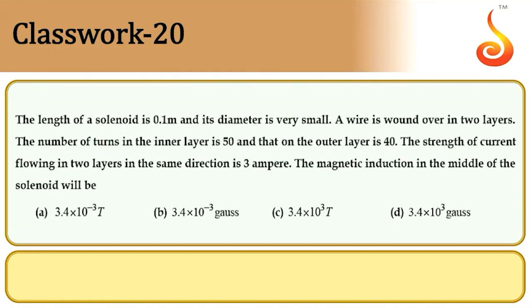The length of a solenoid is 0.1 meter and its diameter is very small. A wire is wound over in 2 layers. The number of turns in the inner layer is 50 and that on the outer layer is 40. The strength of the current flowing in 2 layers in the same direction is 3 ampere. The magnetic field at the center of the solenoid will be.